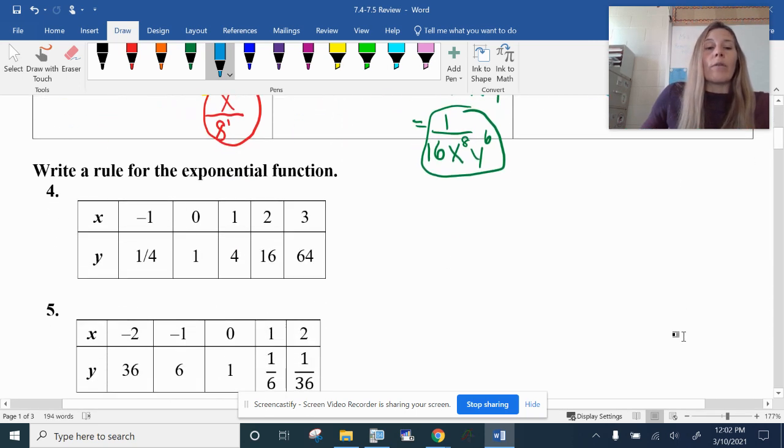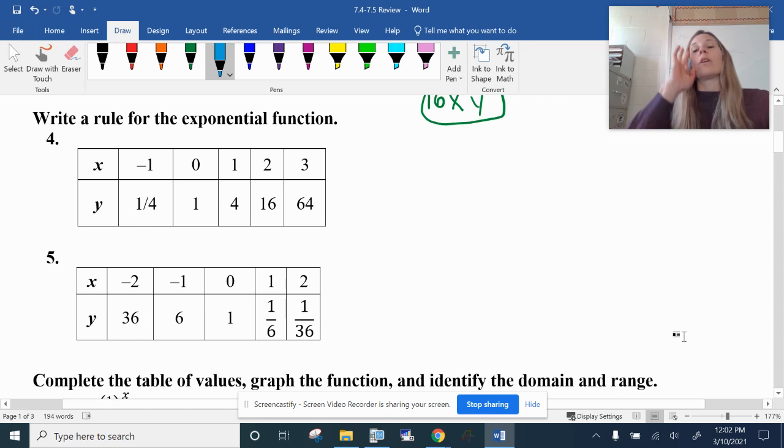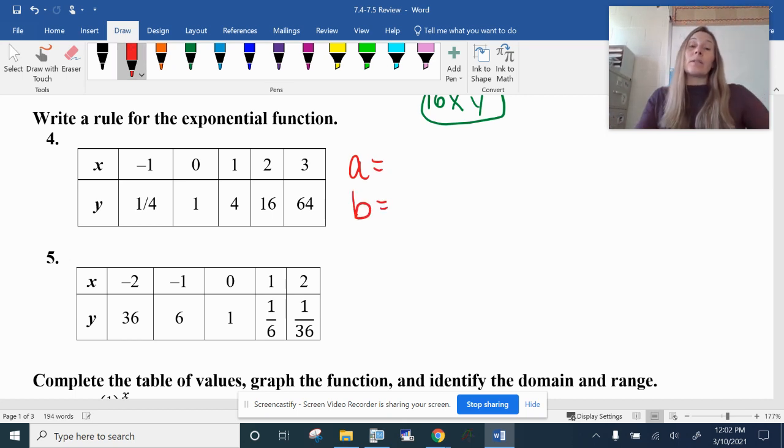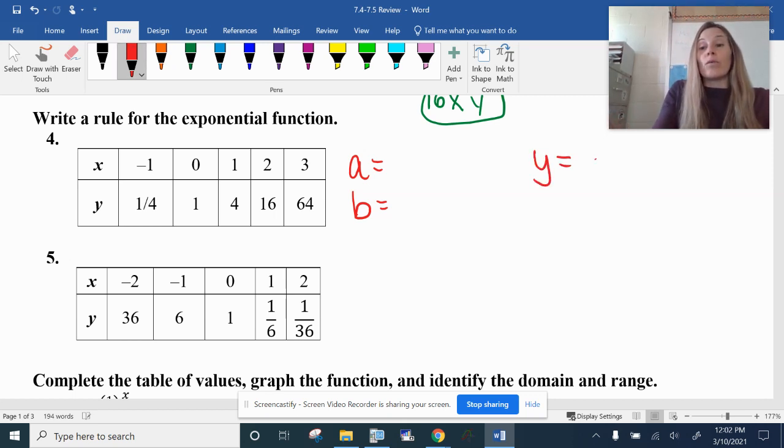Okay, next let's talk about writing rules for exponential functions. So if we remember, in order for it to be an exponential function, we need to have that a value be positive, and then we would look at our b value to determine if it's exponential growth or decay. So remember, if the b is greater than 1, it's growth. If the b is between 0 and 1, it's decay. And then you can put your function rule in the form of a times b to the x power.